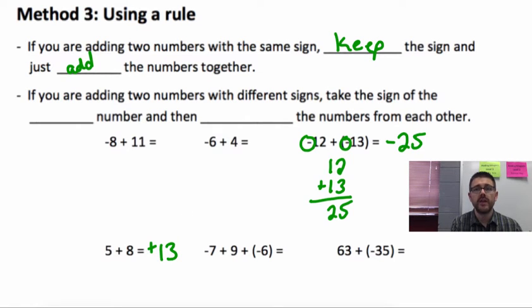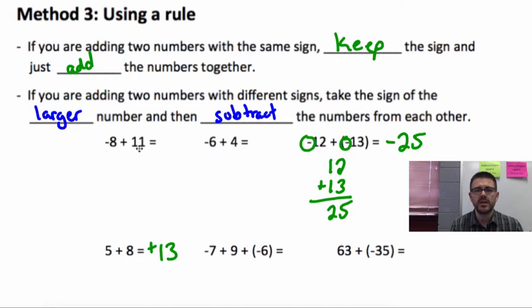The trick is when they have different signs. If you're adding two numbers with different signs, take the sign of the larger number and then subtract the two numbers from each other. Think back to what we did in part 2. We had 7 negatives and 4 positives. When they cancel each other out, there were more negatives left over. So you're really finding the difference between the two numbers. I always think of it as a battle, the positives versus the negatives. Who's going to win? That's the sign. How many are they going to win by? That's the answer to the problem.